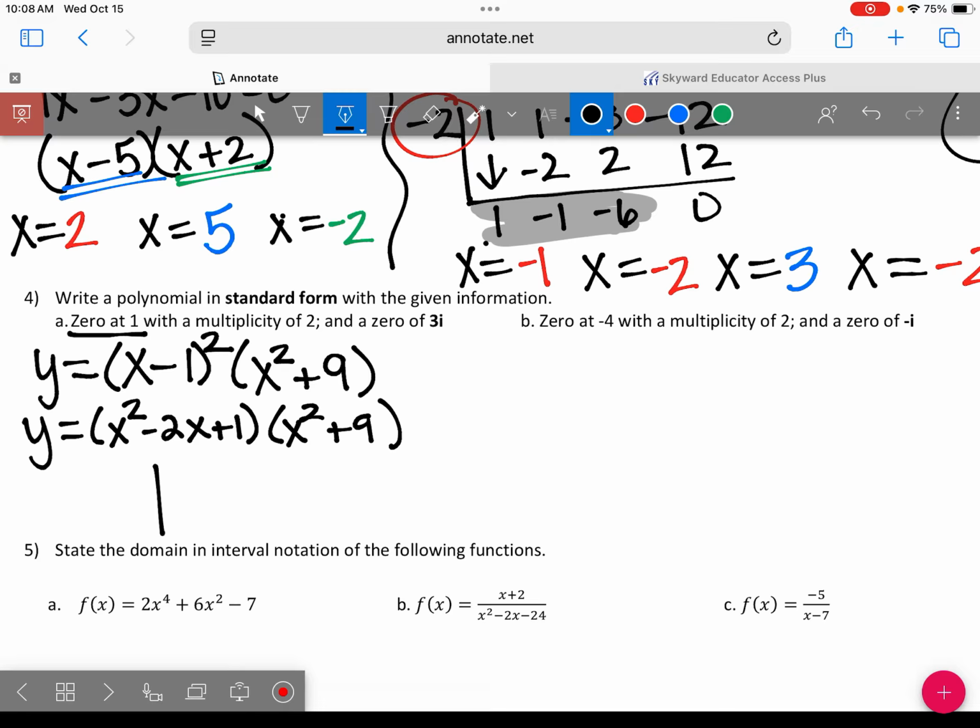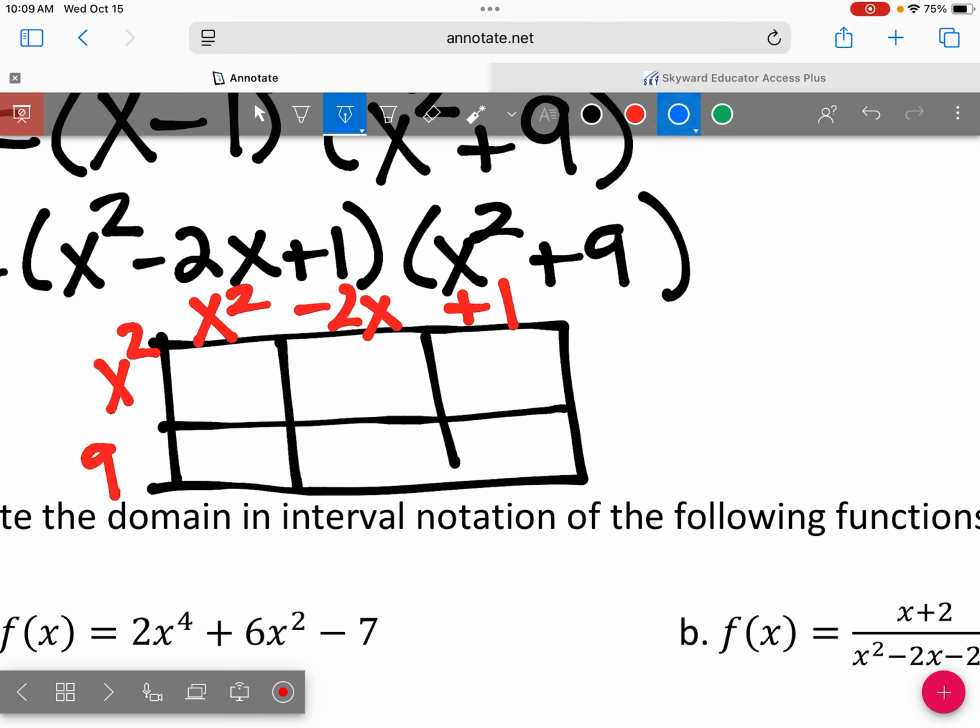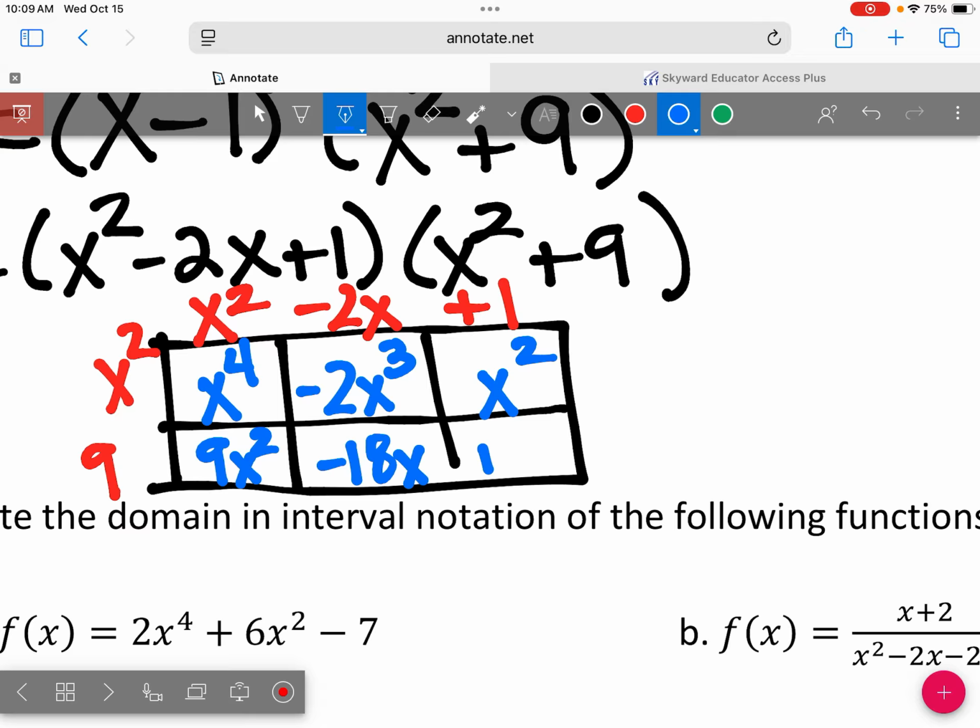So I am going to make a box for this one. It's going to be a 3 by 2. And that would be x squared minus 2x plus 1, and then x squared plus 9. So when I fill in my 6 squares, I have x to the 4th, negative 2x cubed, positive x squared, 9x squared, negative 18x, and a positive 9. And my 2 like terms, these are my only 2 that are like terms.